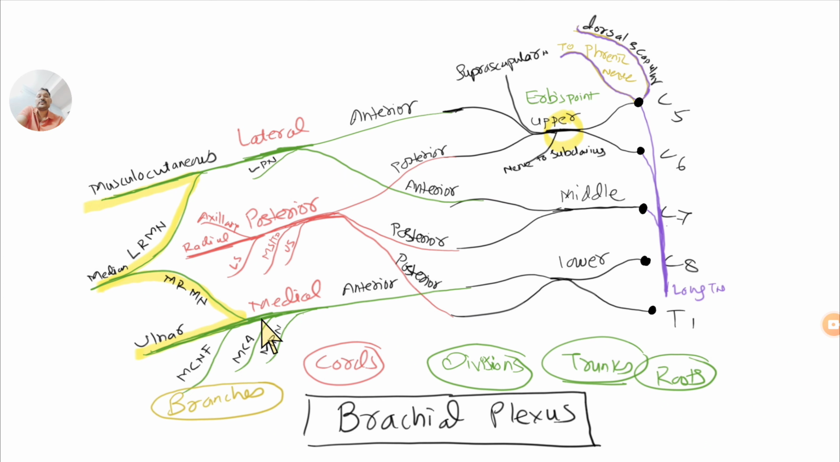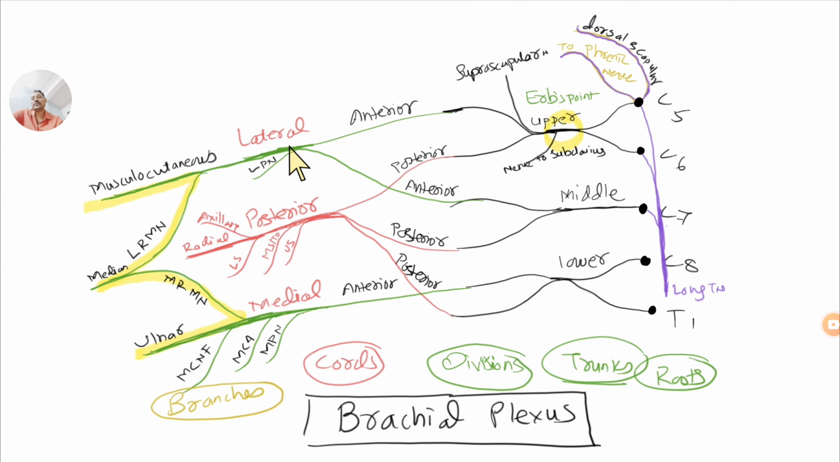Many of the books show that, okay? So it has some contribution from C7, correct? So C7, C8, T1. But if you observe, you will understand the lower roots contribute to the medial cord, the upper root contributes to the lateral cord. So root values become a little bit easier to remember. Okay, so this is how you have to master those root values and how the nerves are formed.